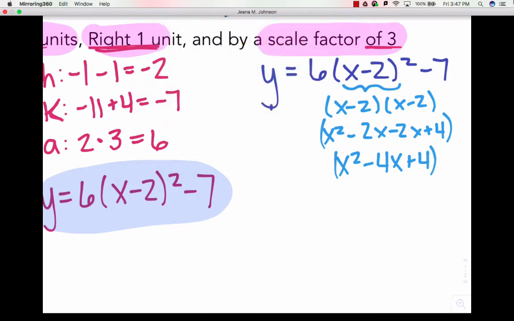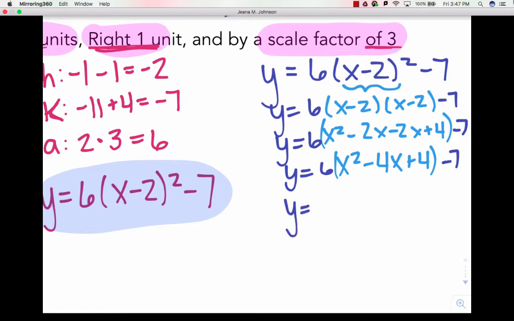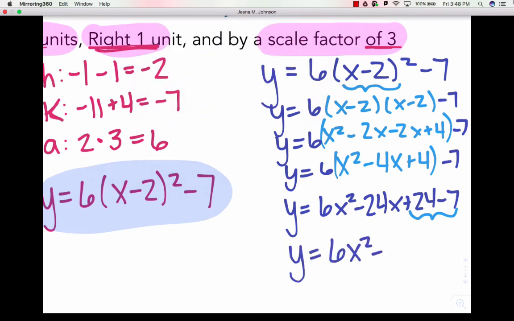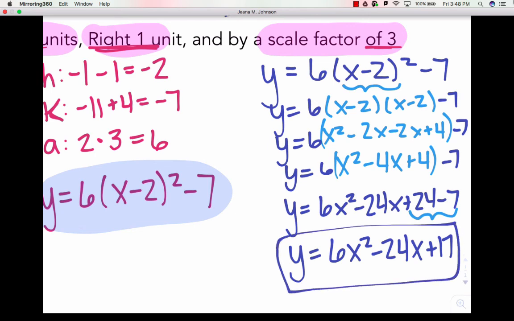I still have that y equals 6 times that quantity minus 7 in each of these lines. Now my next step is to distribute that 6. So this becomes y equals 6x squared minus 24x plus 24 minus 7. And then this last step is to combine that negative 7 and that positive 24. So I get y equals 6x squared minus 24x, and then 24 minus 7 is a positive 17. And so this is my final answer.